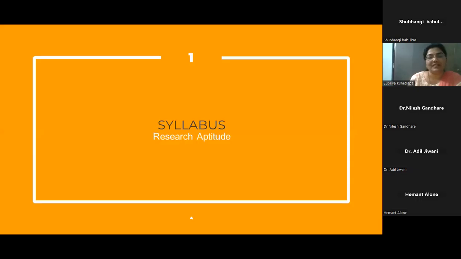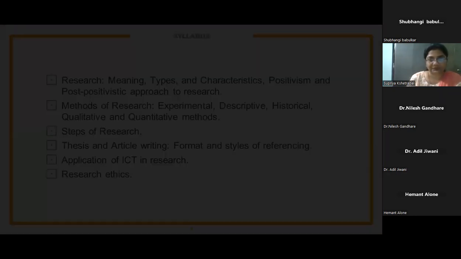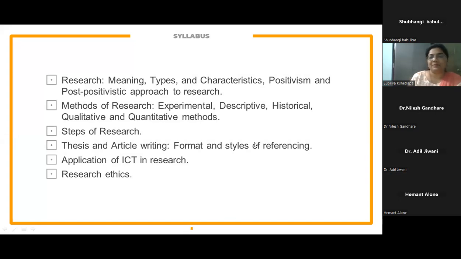So here, let us see. So let us see here the syllabus of this research aptitude. Now, this syllabus here contains the research, its meaning, its type, its characteristics.